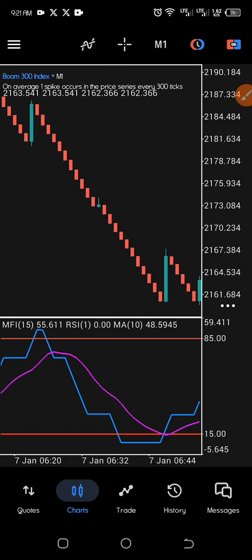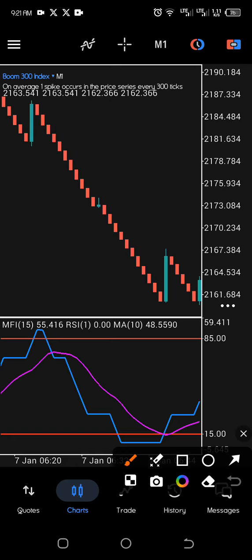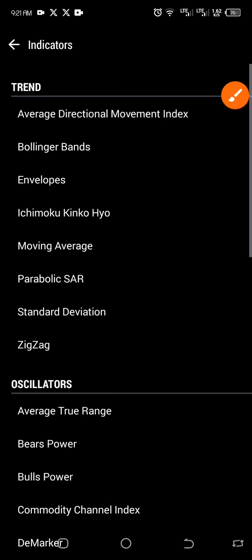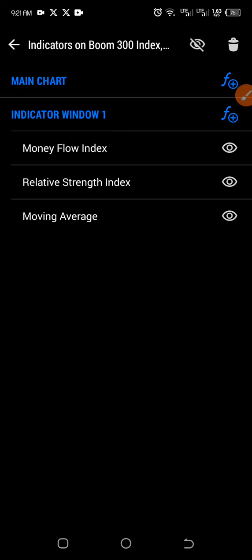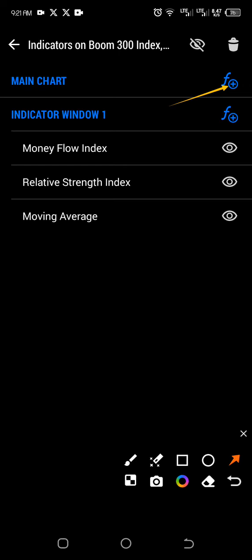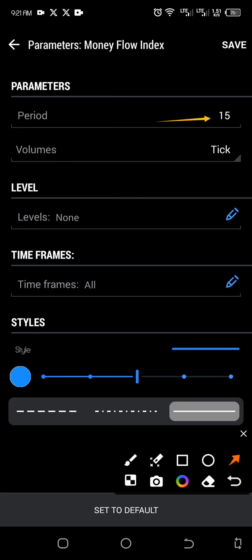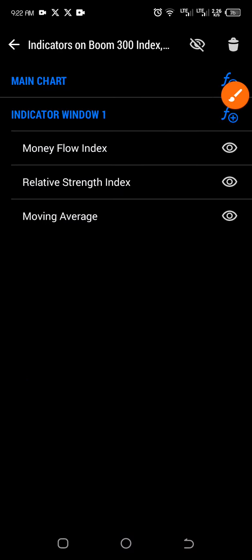So let me now show you guys what the settings are. For the settings, the first thing you have to do is click on this icon we are seeing at the top. It's going to direct you to where you are going to add all your indicators. The first indicator we are going to be adding is the money flow index. How do we add this? You click on this F icon right here on our main chart. You search for the money flow index right here, and these are the parameters. For the money flow index, the period is going to be 15, the volume is going to be tick, and for the style, you use a color of choice. The next thing you do is click on save right here. So that is it for the money flow index.